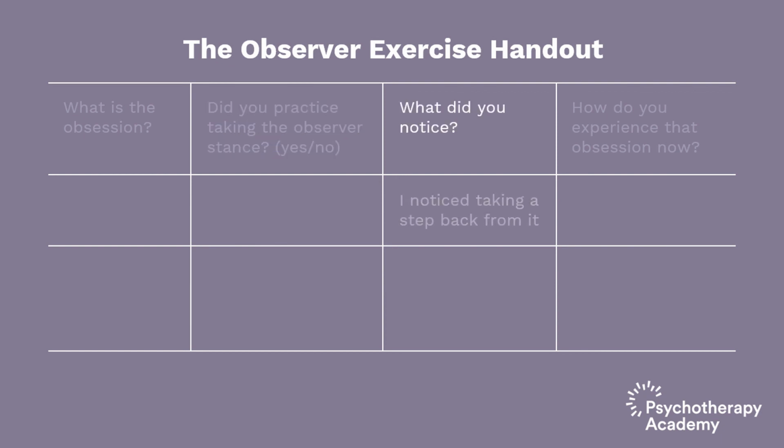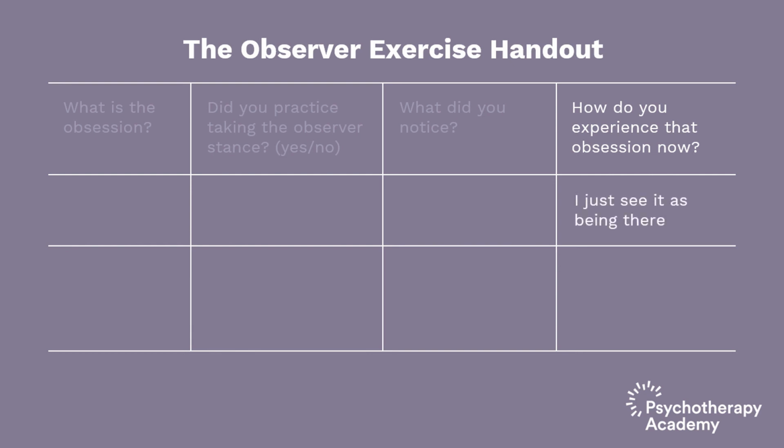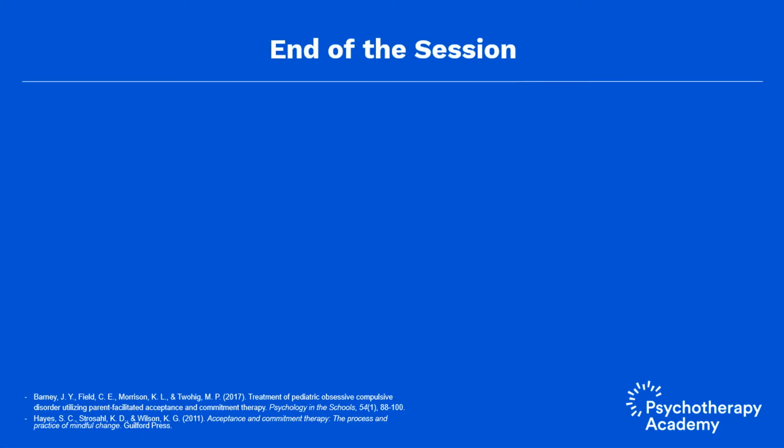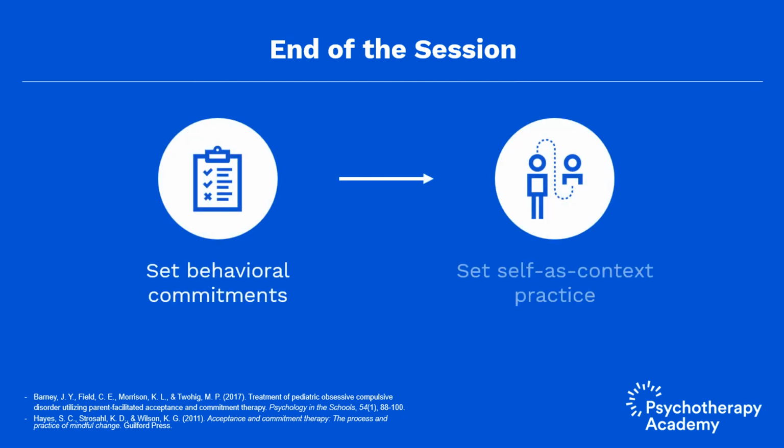This may be something like, I noticed myself taking a step back from it. I noticed getting in touch with that constant part of me. And then asking, how do you experience that obsession now? And if all goes as intended, they may say something like, I just see it as being there. This is just a practice for them to attend to their experience when they take that observer stance and what they learn from that. And then, as with any of our sessions, we're going to be setting behavioral commitments as well, in addition to their self as context practices.